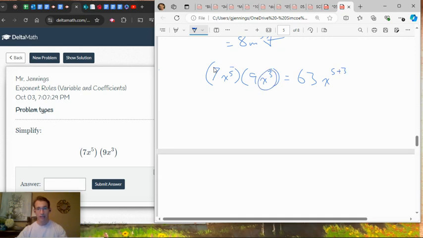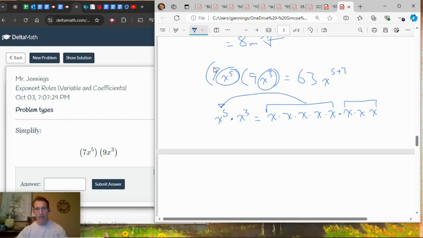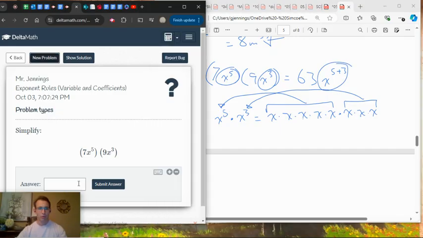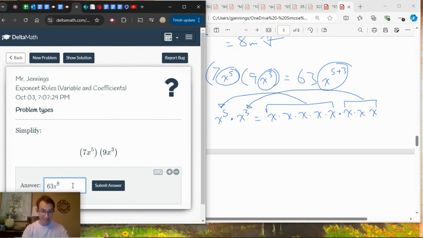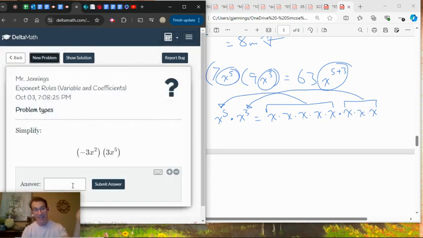In these cases, we add the exponents when we're multiplying these because x to the 5 multiplied by x to the 3 is equal to x times x times x times x times x. That's x to the 5. Okay, that's that one. Multiplied by x times x times x. That's x to the 3. So we have x to the 5 plus 3. So we would proudly write in 63x to the 8. This time it's to the 8. Yay. Okay, and a new one.